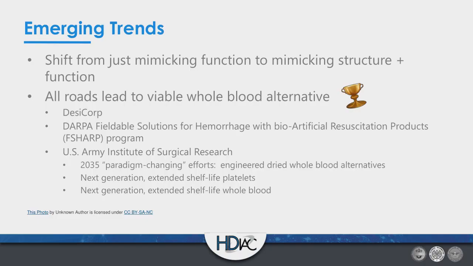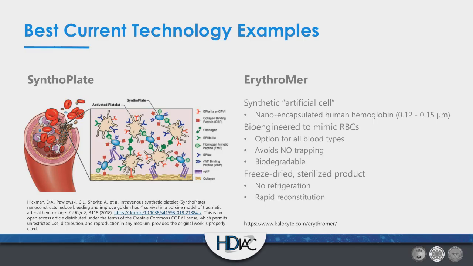As you can see, both of these are fairly small in size. With erythromer, actually, these particles are 1/50th the size of a normal red blood cell.